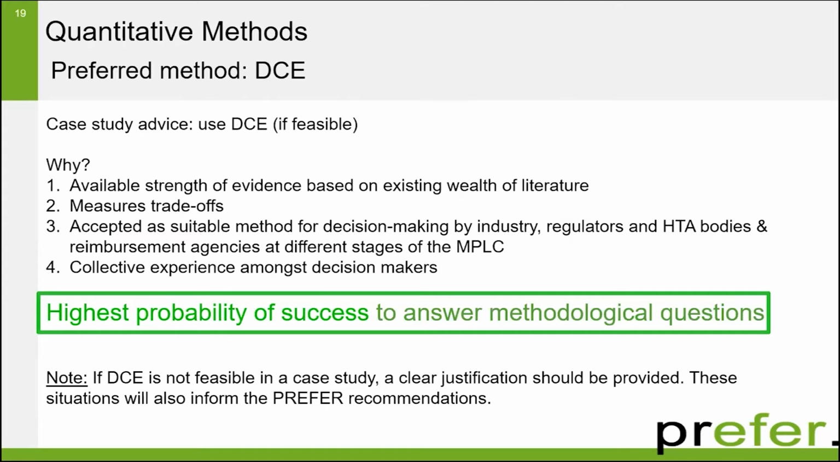The other thing that was discussed is whether or not to use certain methods in every case study or use different methods. And the discrete choice experiment is a little bit farther along in terms of the extent to which it's been studied. And there are a lot of advantages to considering that in the research question. And it has the highest probability to answer methodological questions around trade-offs, maximum acceptable risk, heterogeneity, and so forth. And so it was felt by PREFER that it should be included where possible.